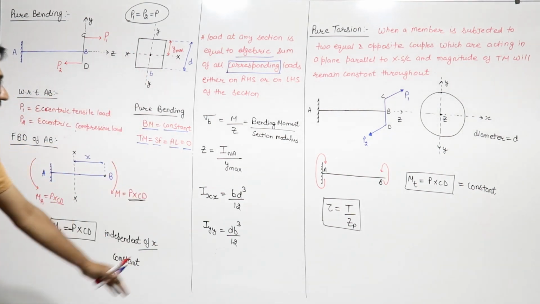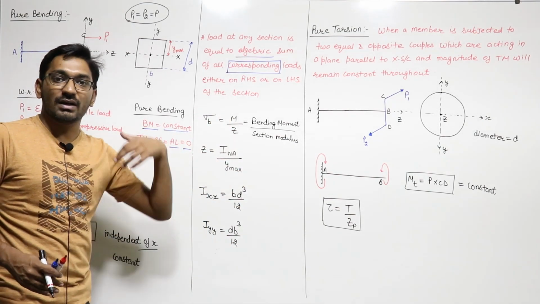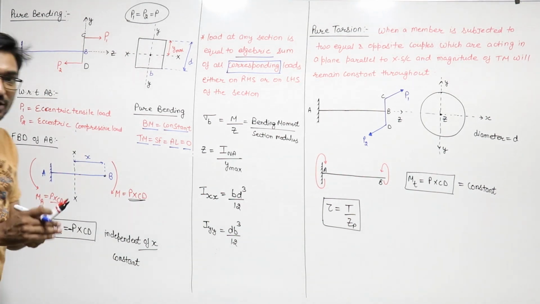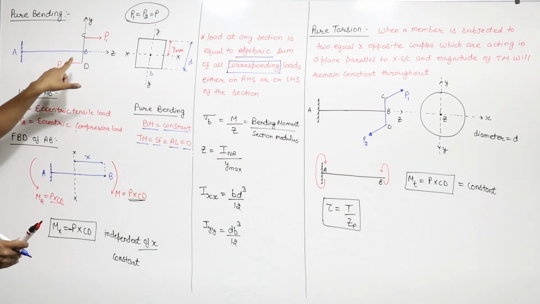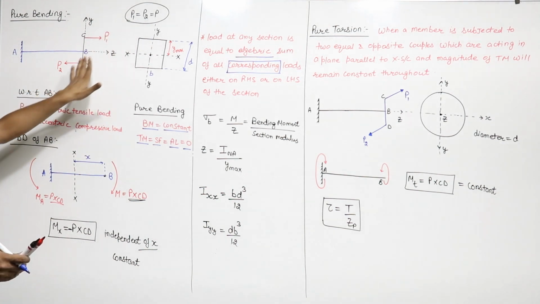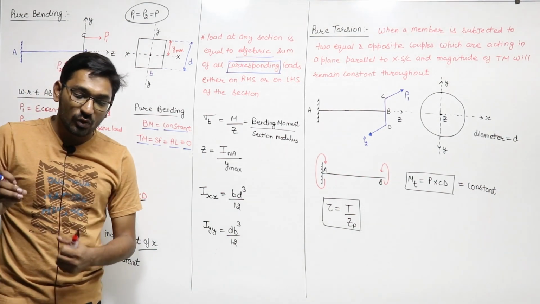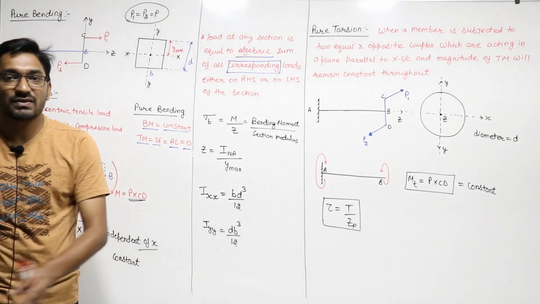So this is how you can calculate, and we'll see how to use these formulas for calculating bending stress in our pure bending chapter. So this is how you can see that this is a pure bending case. From here you can say that pure bending is possible when a member is subjected to two equal and opposite eccentric axial loads. These are the eccentric axial loads. So you can say that pure bending is due to two parallel, equal, opposite eccentric axial loads.